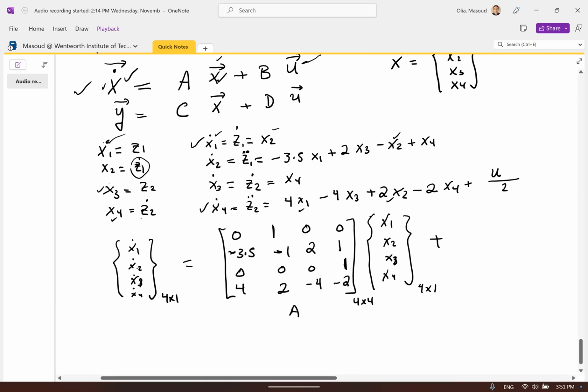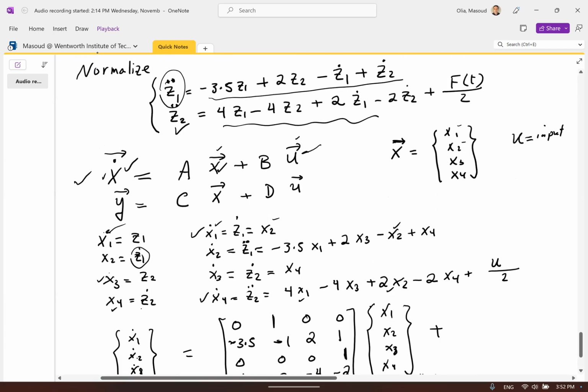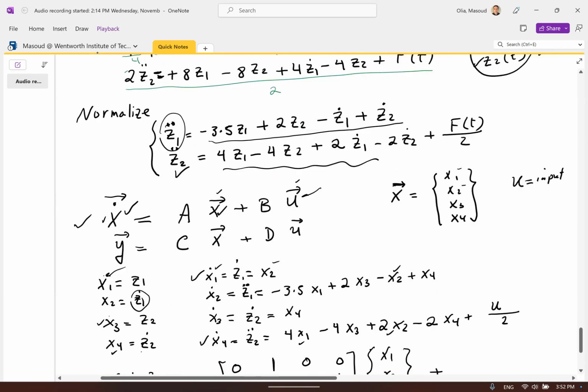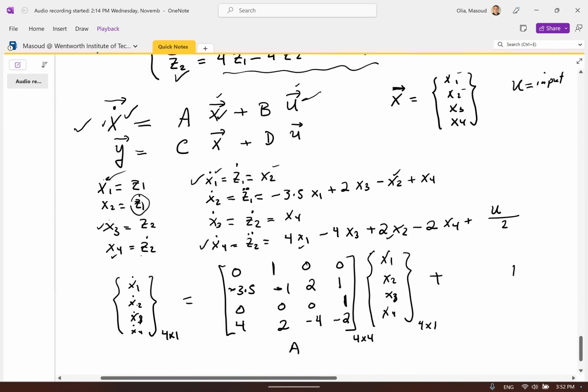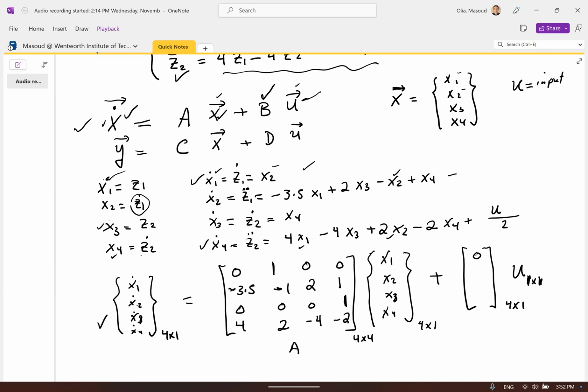Now, the only input I have here is f of t, so I have just one input. So u is a 1 by 1. The question is, what should be the size of the B matrix here? It has to be a 4 by 1 in order to give an outcome of 4 by 1. These sizes are very important, guys. The first equation doesn't have any u, so I have a 0. Second equation, same story, 0. Third equation, same story, 0. But look at the fourth equation. I get a 1/2 of u.